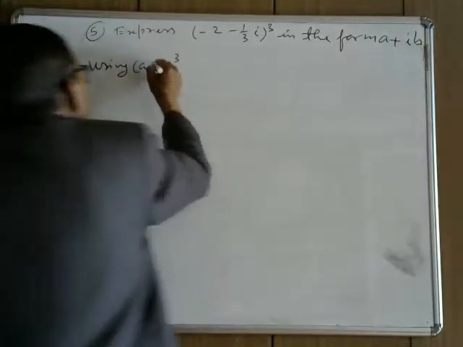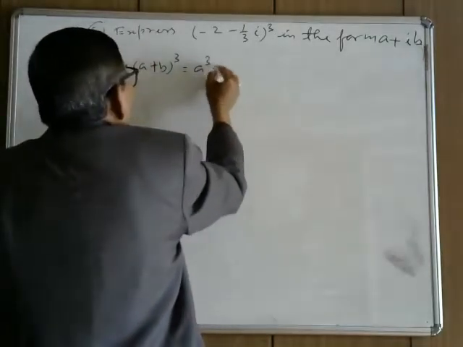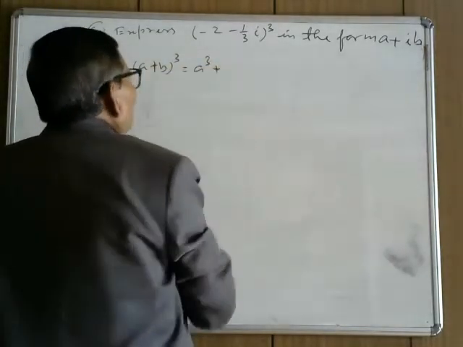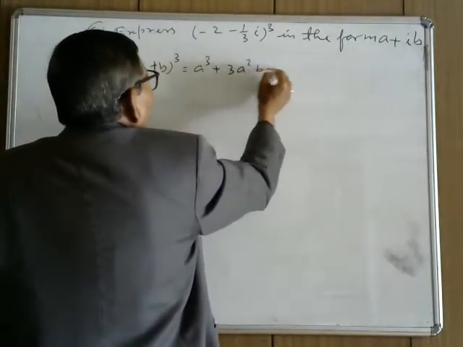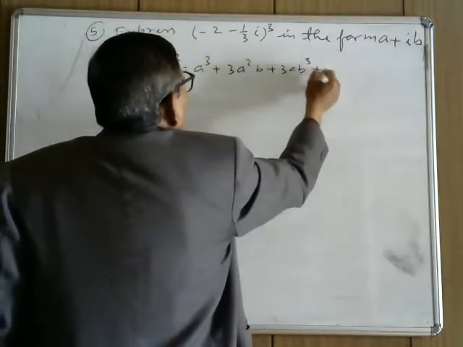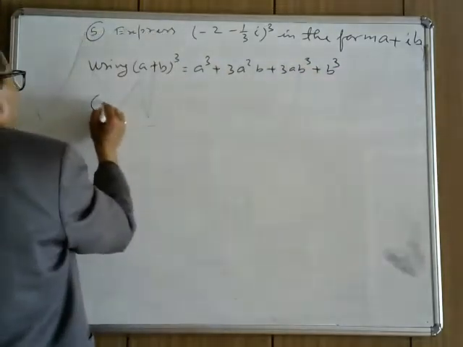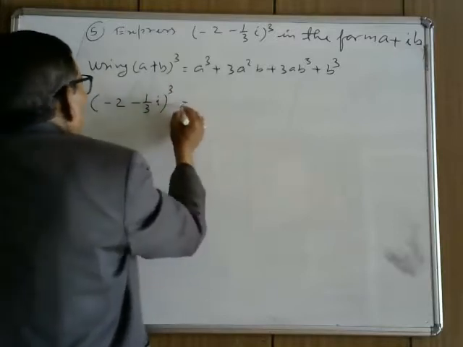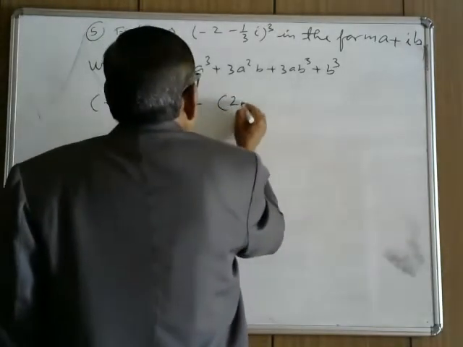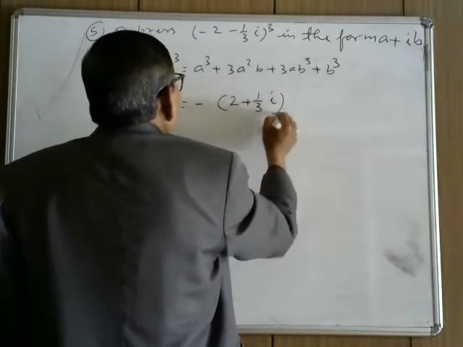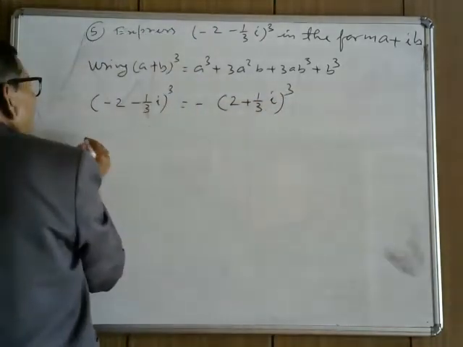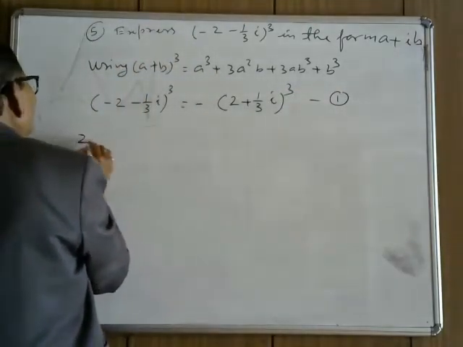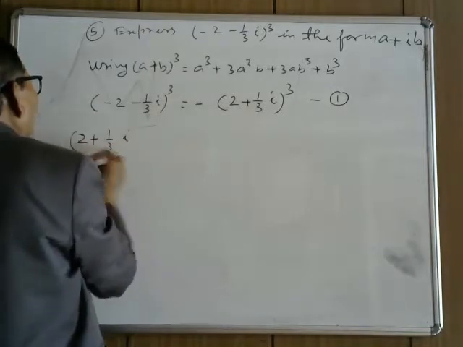or (a plus b) whole cube equal to a cube plus 3a square b plus 3ab square plus b cube. So you can write (minus 2 minus 1/3i) whole cube equals minus (2 plus 1/3i) whole cube. So let this be 1. Now (2 plus 1/3i) whole cube.